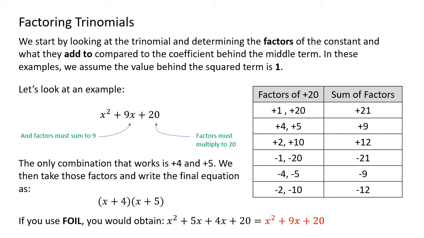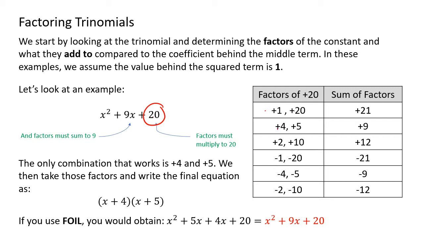And there's two items that you have to consider when you talk about doing this. The first is you look at the constant. Okay, it's positive 20. And you have to consider all of the factors, which are two numbers that when multiplied together would give you positive 20. Okay, so I've listed all of the factors here. You have to consider both positive and negative instances.